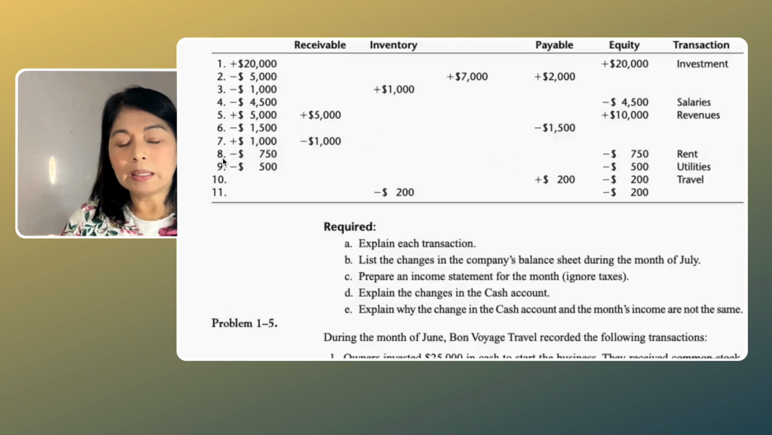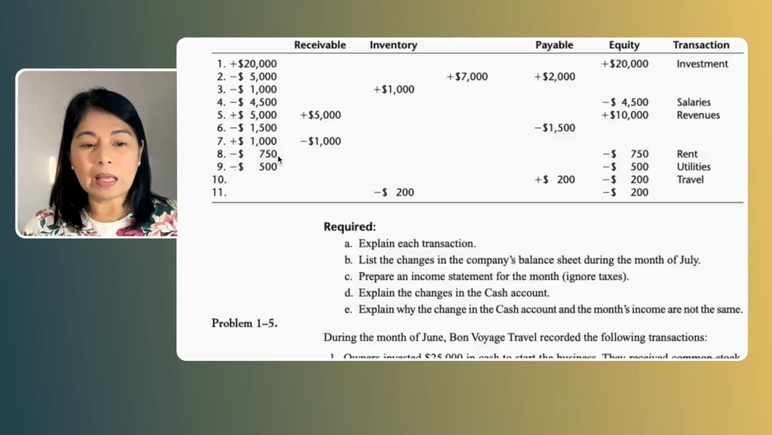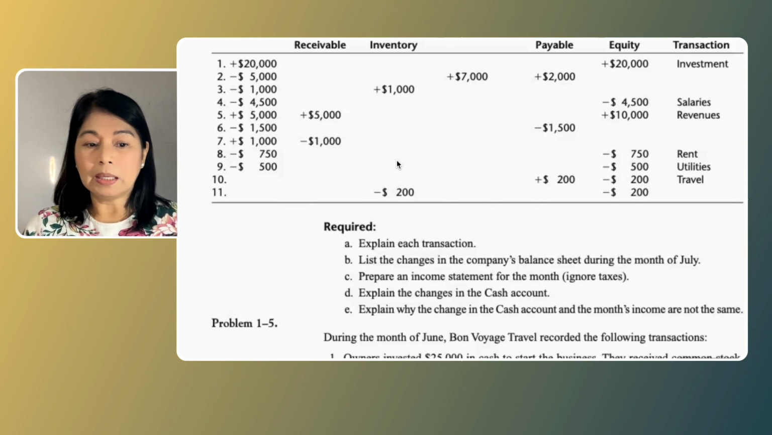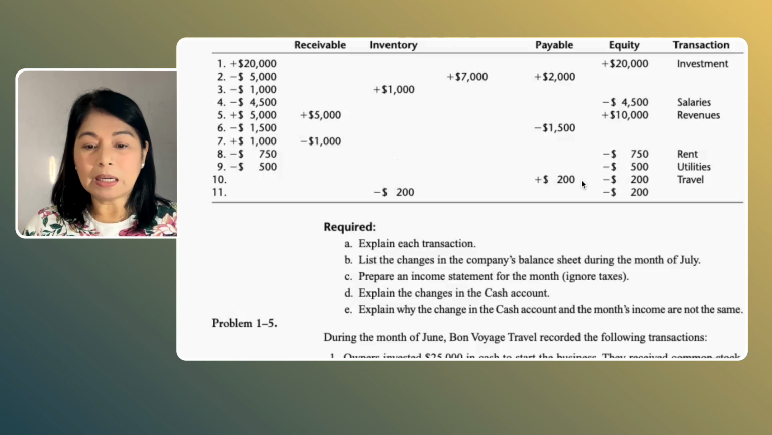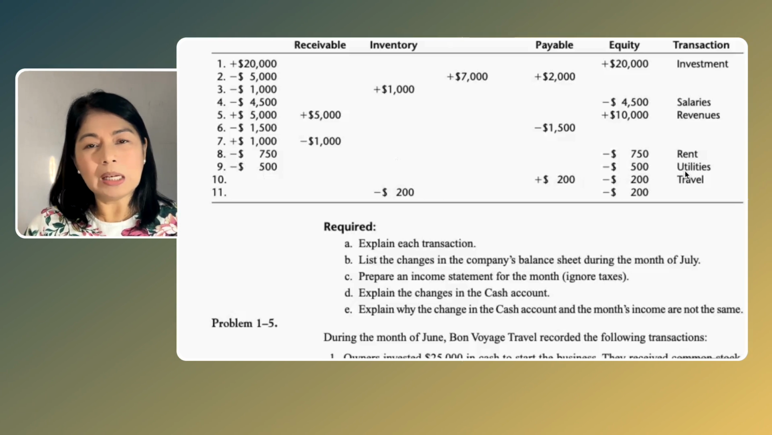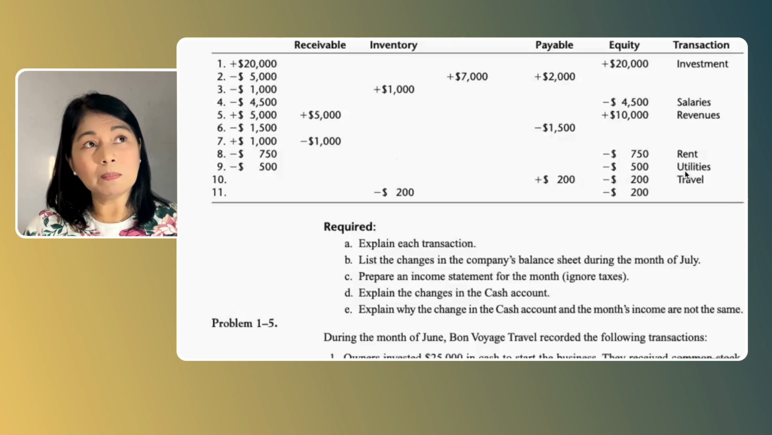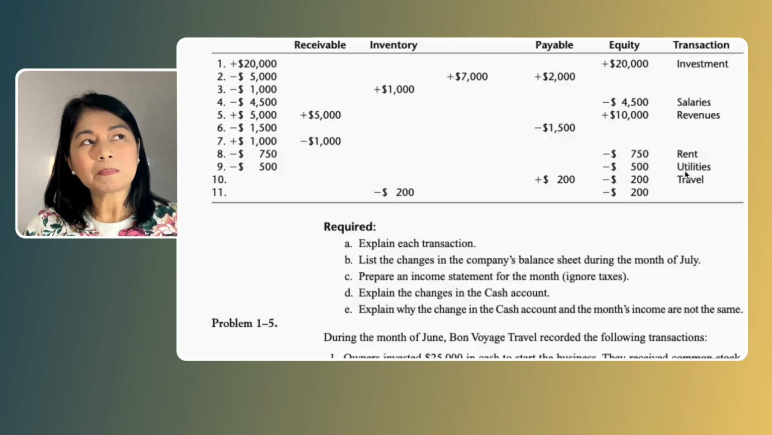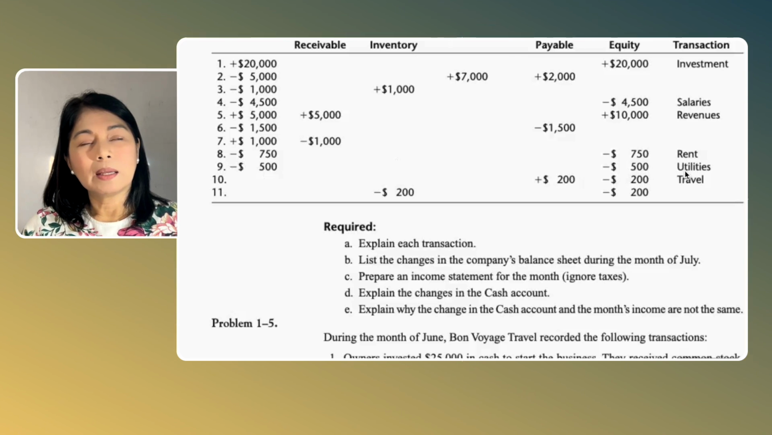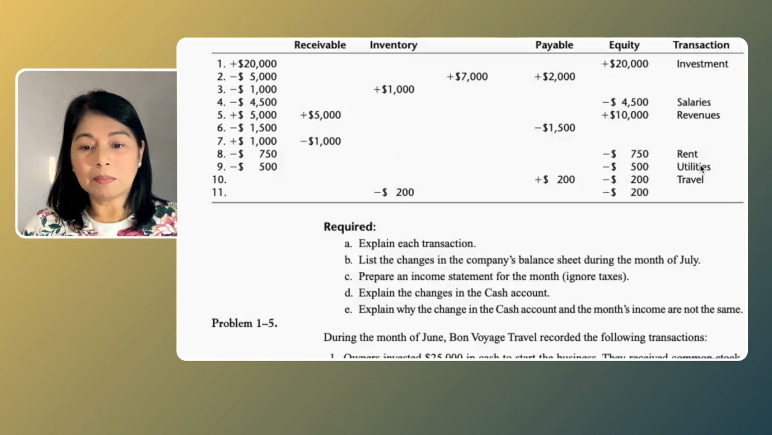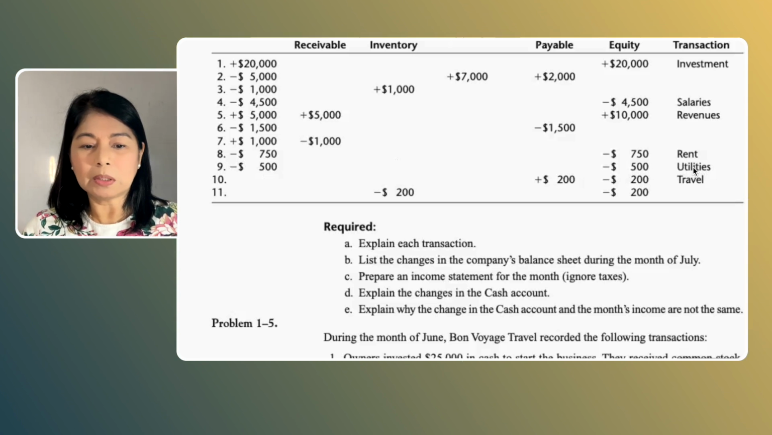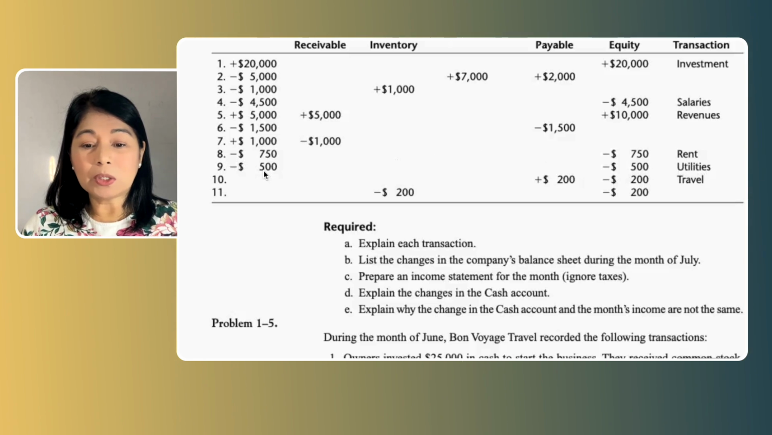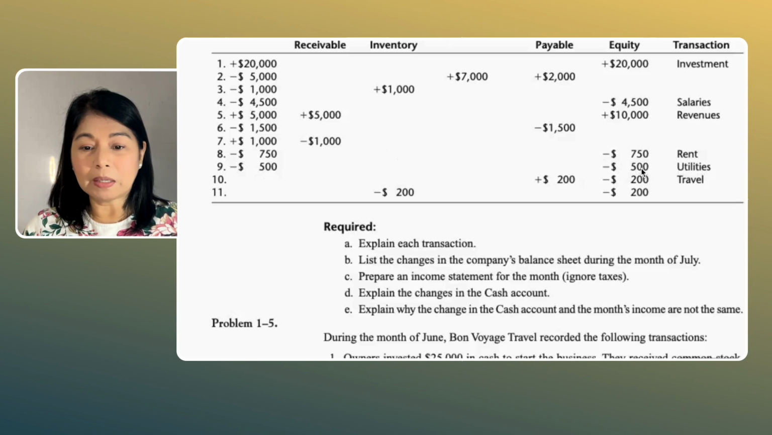Okay, number 8 minus 750 here, minus 750. So this is the rent, paid rent. Okay, number 9 minus 500, minus 500 utilities can be electricity, water. What else would fall under? There's another one, telephone bills. So utilities can be electricity, water, telephone. So number 9 minus 500 here, the equivalent minus 500, that's the utilities.